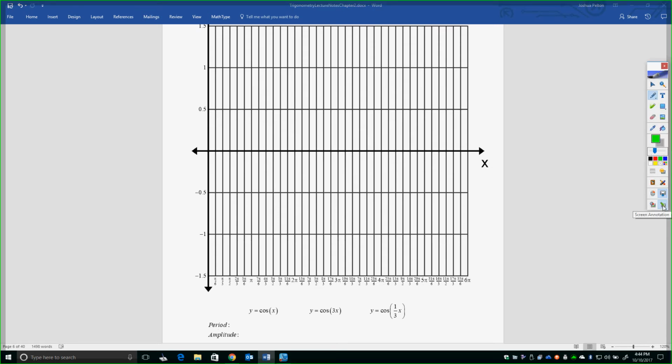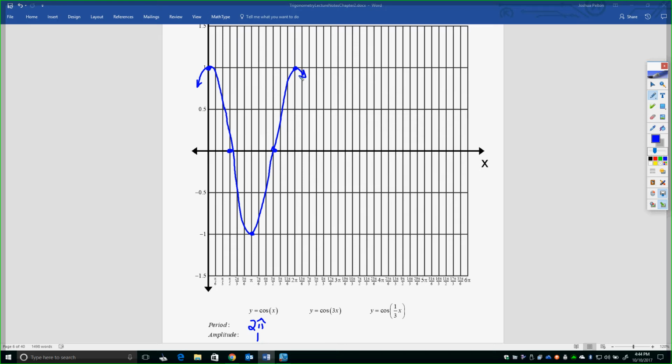Okay, so for the next one, our typical cosine, we'll do that in blue. We get period of 2 pi and amplitude of 1. So cosine starts at 1 and ends at 1. Halfway between it's at -1. And halfway between that, at the pi over 2, it's at 0. And the 3 pi over 2, it's at 0. So that's your typical cosine cycle.